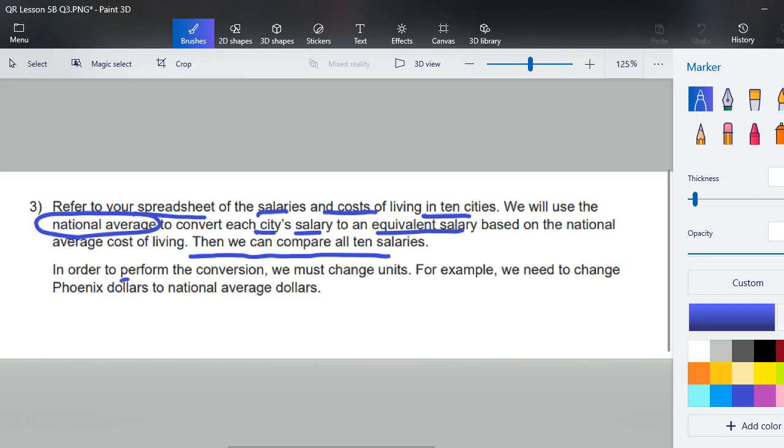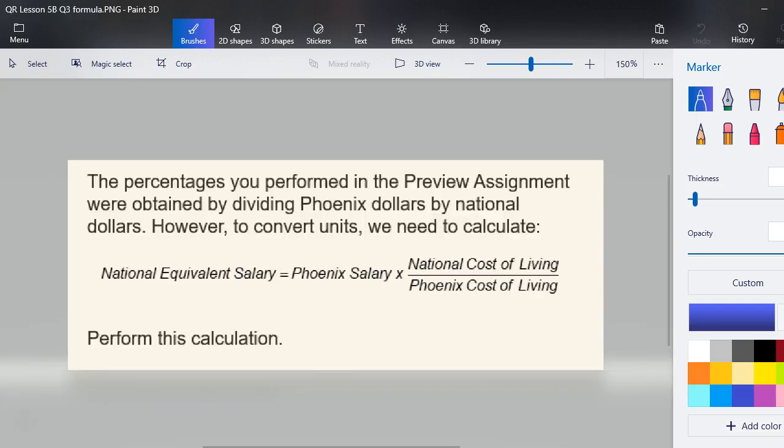But in order to perform this conversion, we've got to change units. For example, we can't be talking about Phoenix dollars. We now need to be talking about national average dollars. So the percentages that we performed in the preview assignment were obtained by dividing Phoenix dollars by national dollars. But in this part, we're going to convert units.